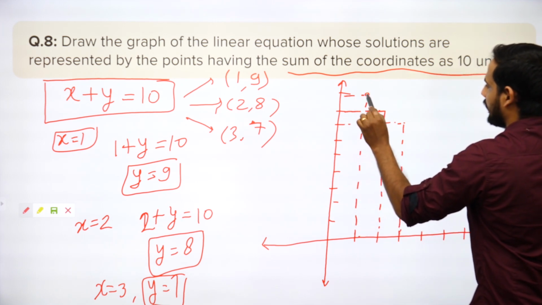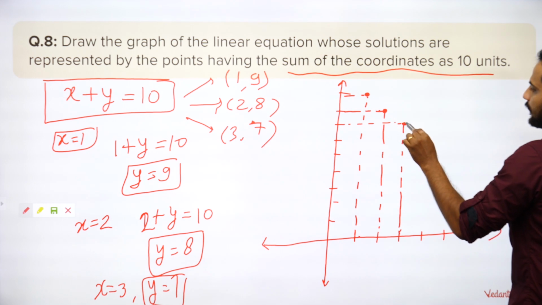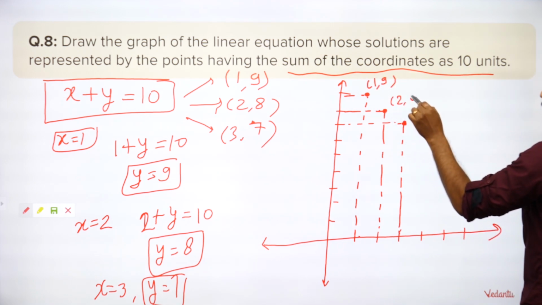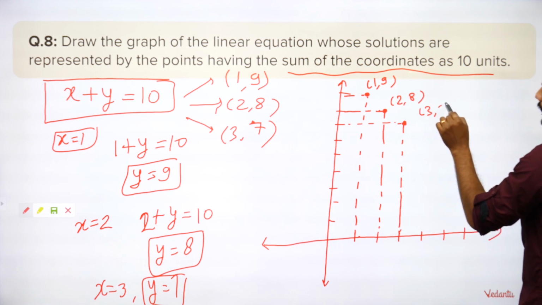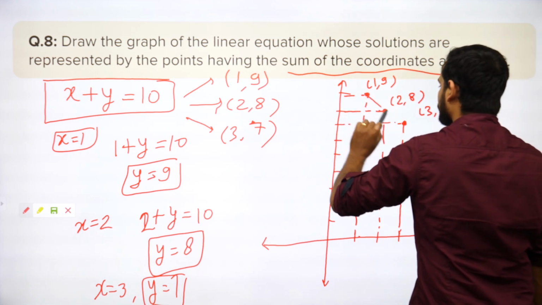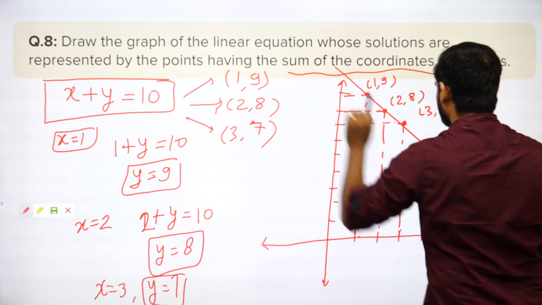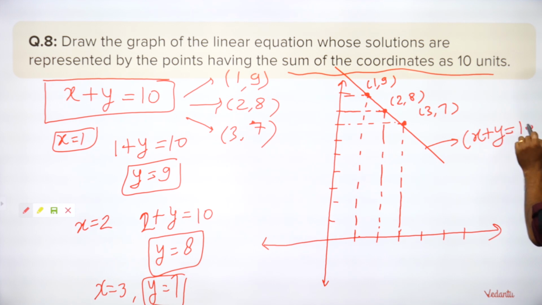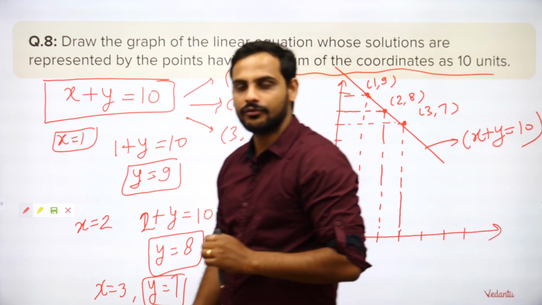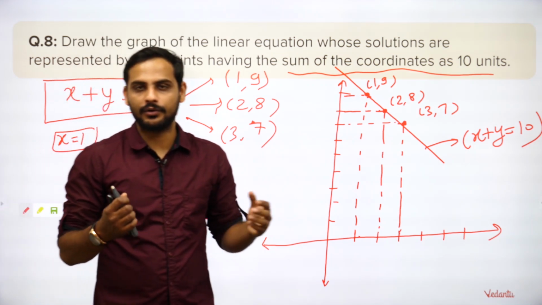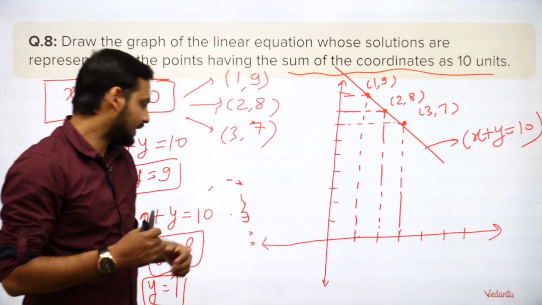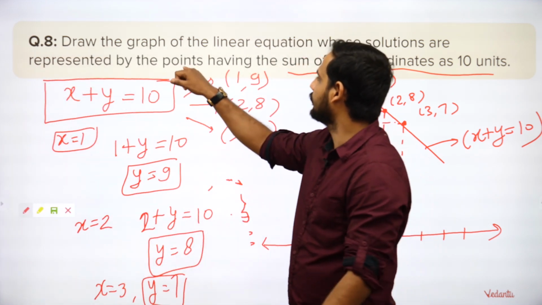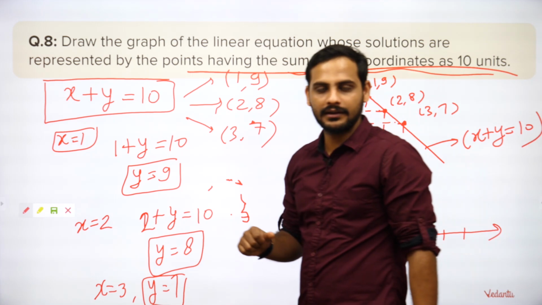So these are my 3 points. What are the 3 points? This is (1, 9), this is (2, 8), and this is (3, 7). So I know all 3 are lying on a straight line. So let us join them, and this will be the graph of the equation x plus y is equal to 10. Understood? So this is how we can easily get the solution, and I hope all of you have learned this. The main point here was making the equation.